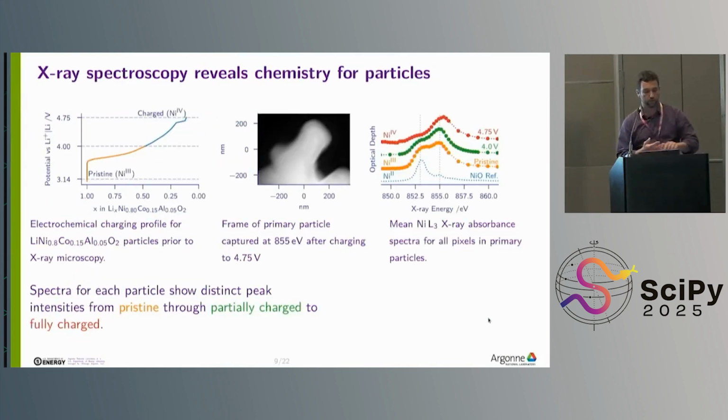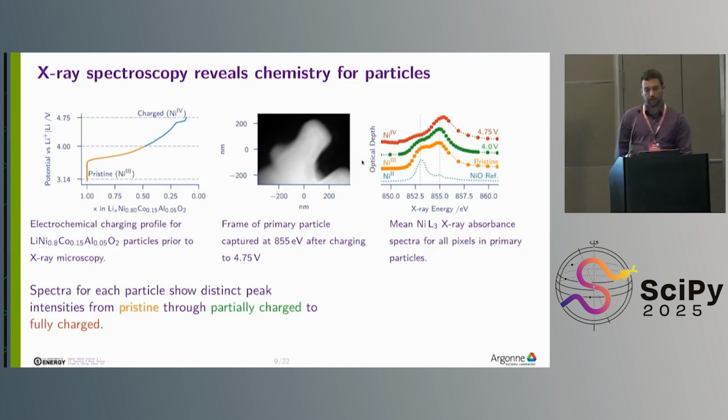Okay, so in terms of results, we took 3 samples. One we just had in the pristine state. Nominally, this should be nickel 3. The second sample we charged up to 4 volts. And then a third sample we charged all the way to 4.75 volts, where it should nominally be entirely nickel 4.